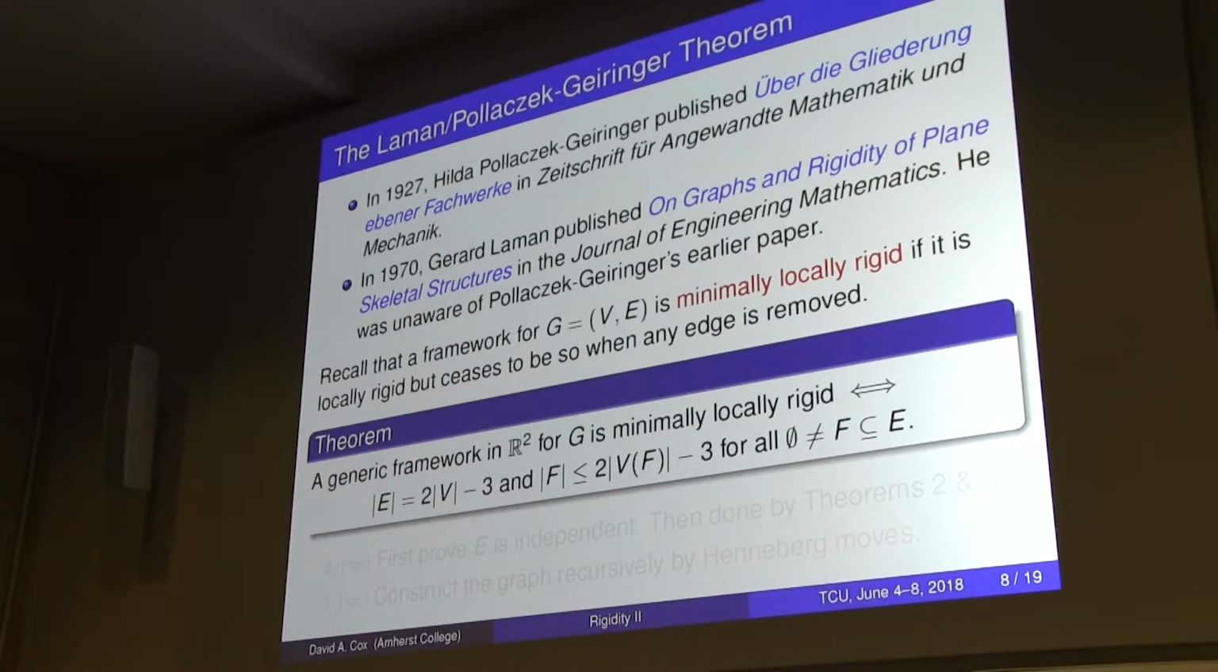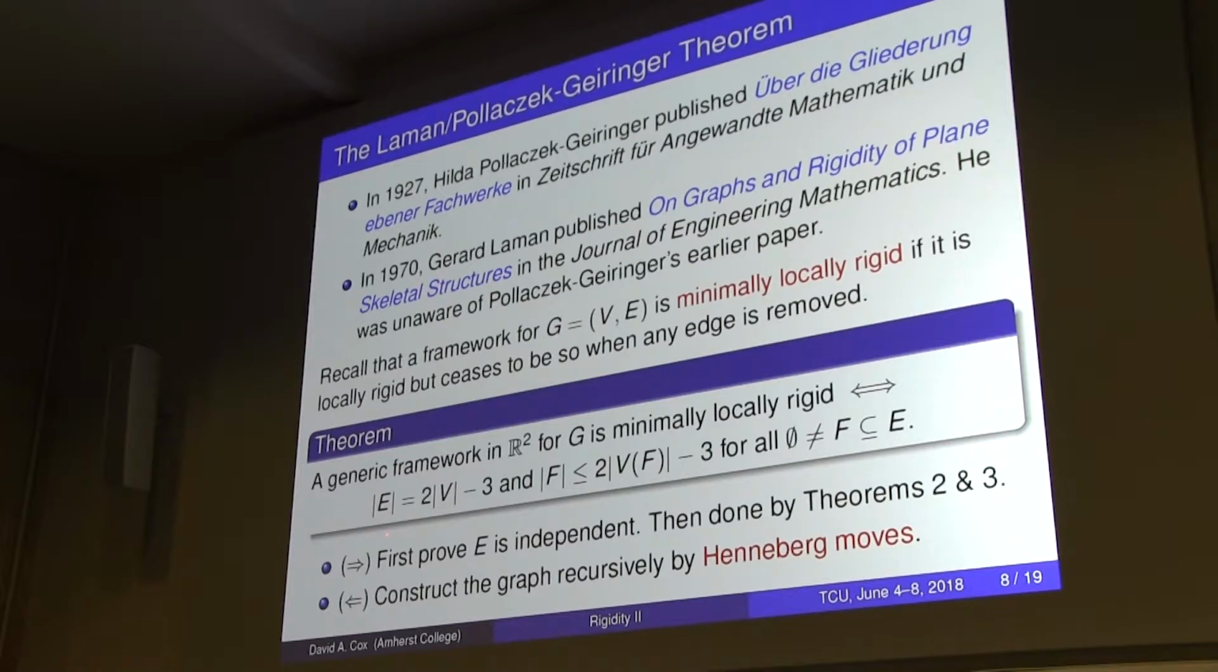And so the idea is that, again, I want a generic framework, and the question is, when is a generic framework minimally locally rigid? And the answer is I have this condition right here, and it's a condition on the number of edges and the number of vertices, and then we also have, it's not just a condition here, but also we want to make sure that for any subset, we have the right kind of inequality.